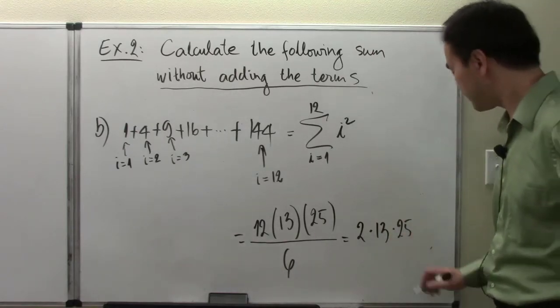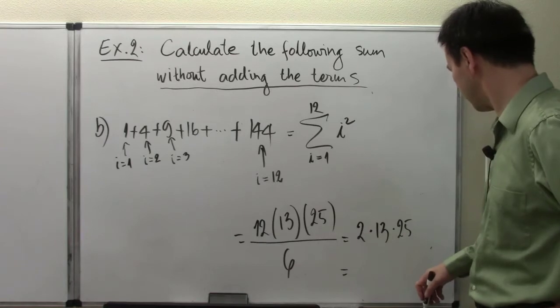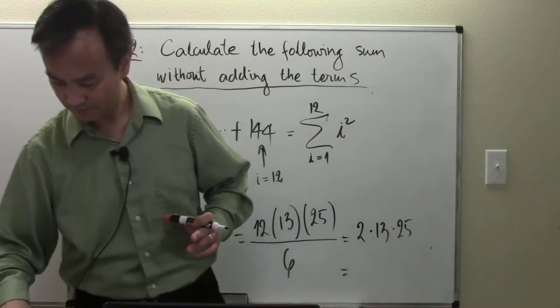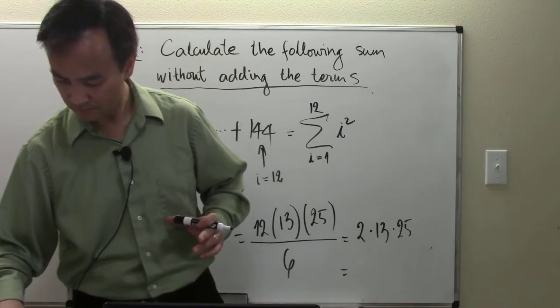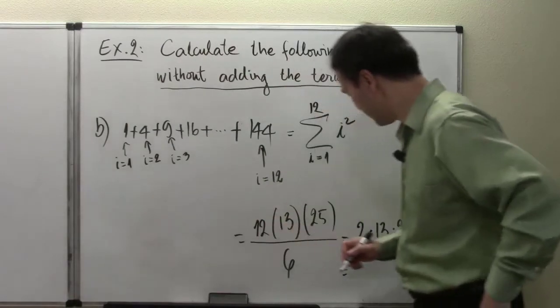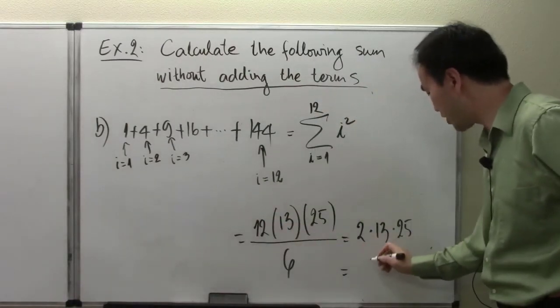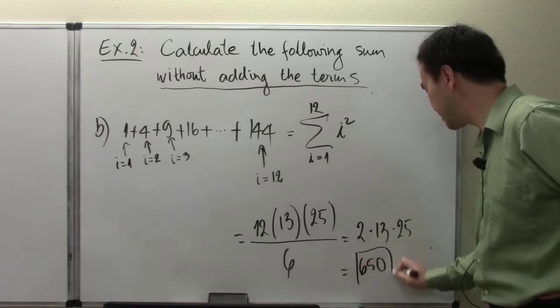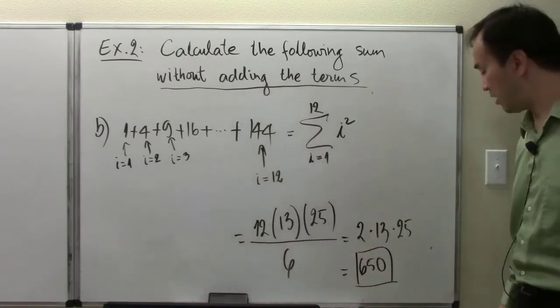Okay. All right, so a final calculation here gives me 650 by just multiplying out all of these values like that.